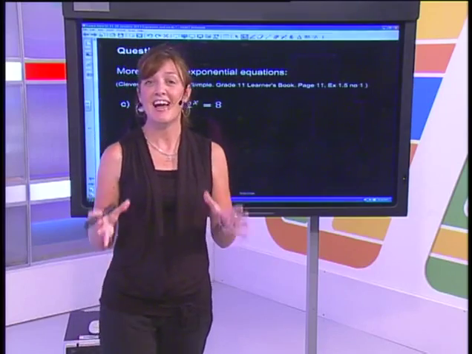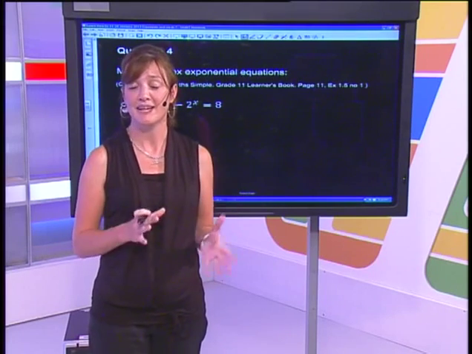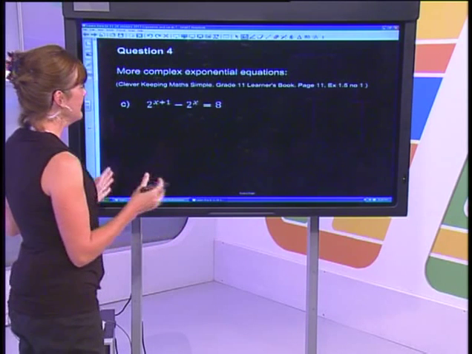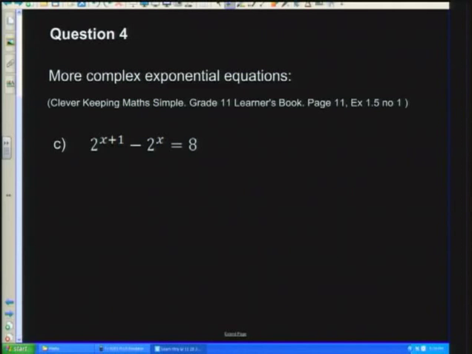Right, grade 11s, now let's look at an example of an exponential equation that's just a little bit more on the difficult side. What we have over here is now not just one term on the left-hand side and on the right-hand side, but in fact 2 terms, all right? We've got our 2 to the 2x plus 1 minus 2x, which is equal to 8.